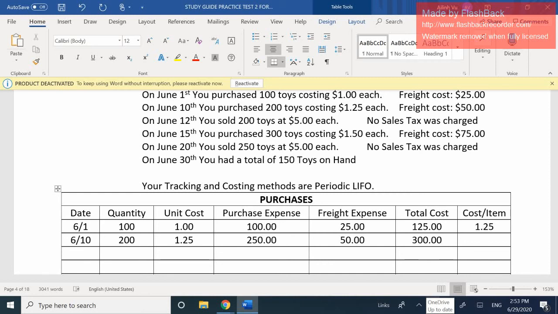300. And what is the per unit cost? 1.5. Yes, $1.50. Okay.